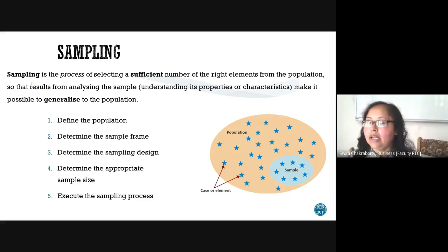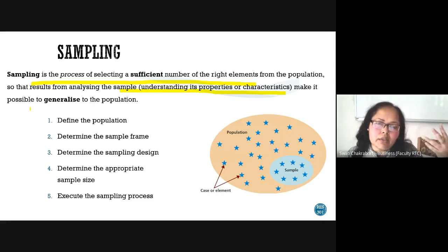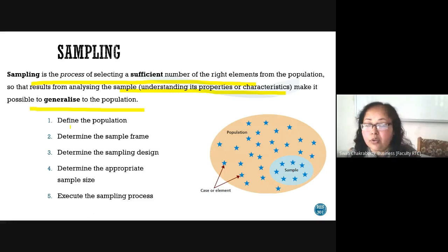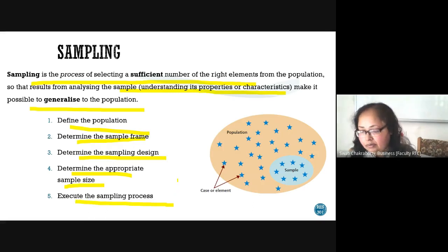So what is sampling? It's a process of selecting a sufficient number of the right elements from the population so that the results from analyzing the sample make it possible to generalize to the population. Analyzing the sample means you understand its properties and characteristics, and from there you can make your general conclusions. How do we go about sampling? We first define the population, then determine the sample frame, then determine the sampling design, determine the appropriate sample size, and then execute the sampling process.